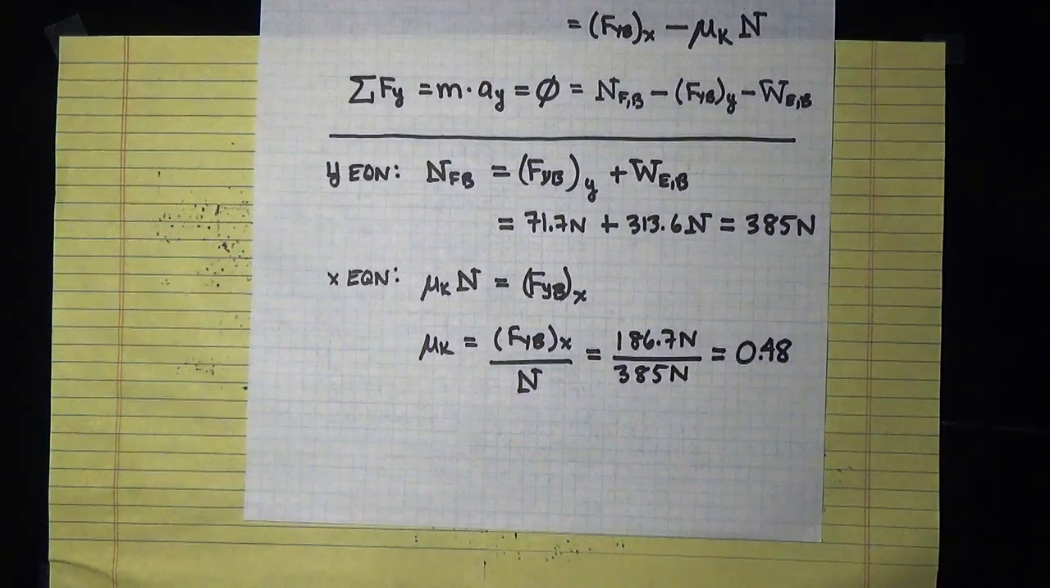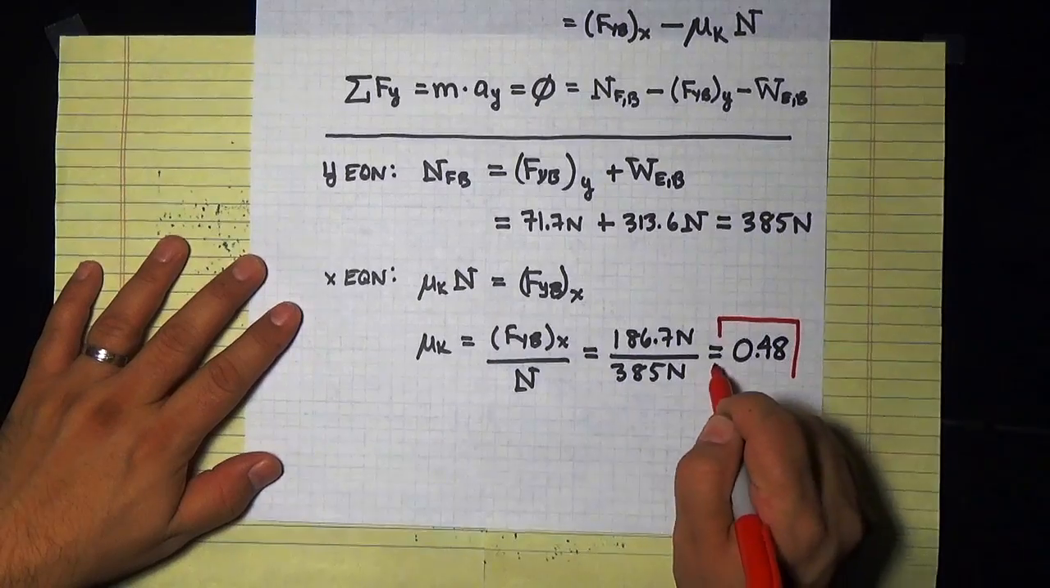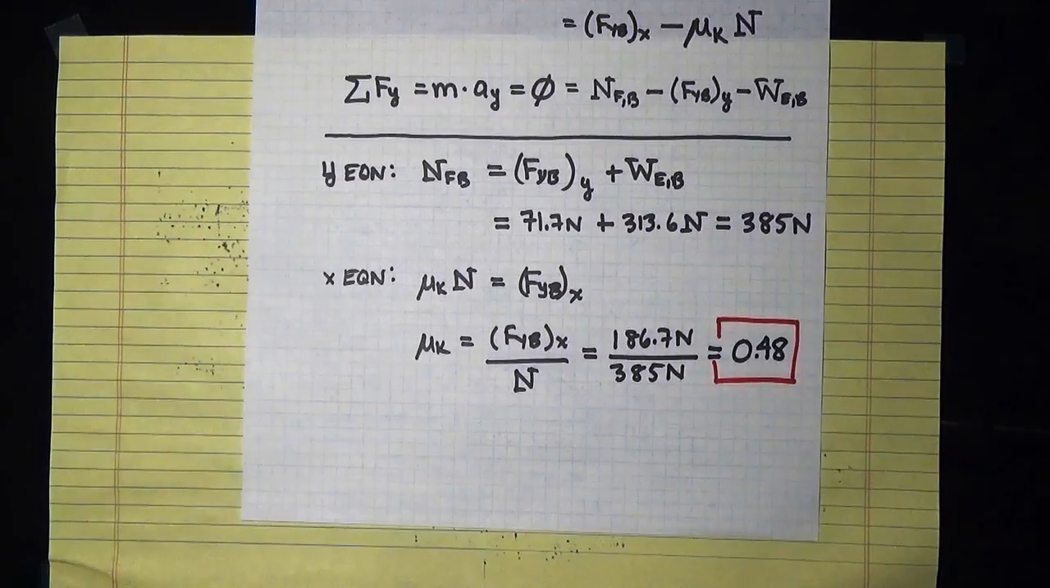It's a dimensionless number, and all it does is characterize overall what the interaction between those two surfaces are. In this case, the box and the floor. Okay? So that's a very simple example of a friction problem. Good luck doing some on your own, and we'll talk again soon.